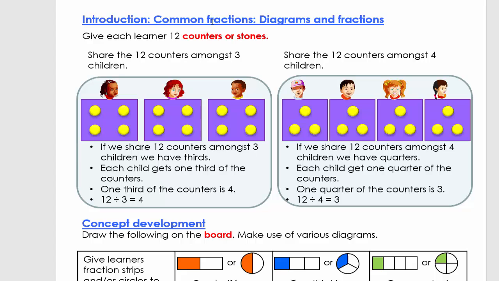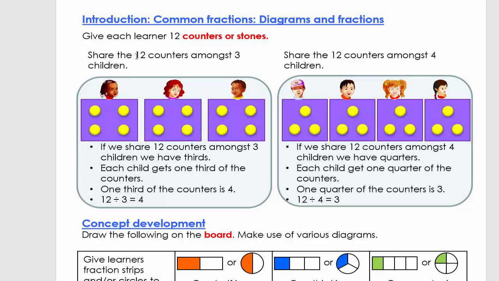Today's lesson, we're going to look at common fractions, but we're going to introduce it by looking at the fraction of a number. So we're not going to divide a circle into halves or quarters or eighths, but we're going to look at what's the fraction of a specific number. So let's look at this picture.